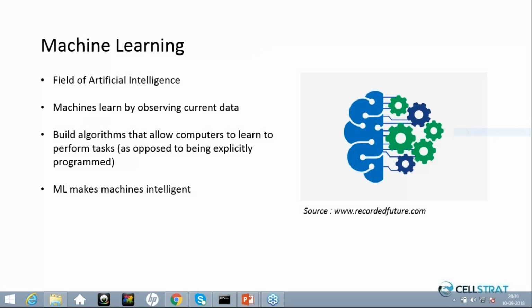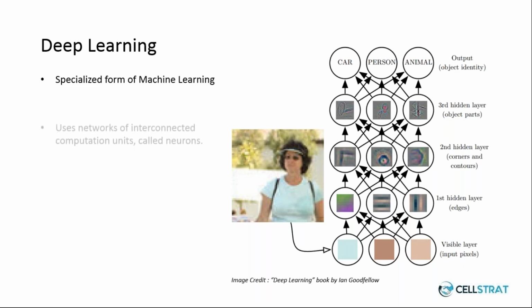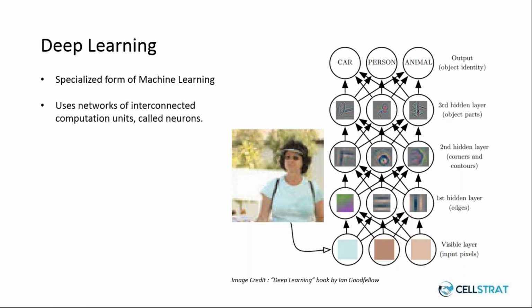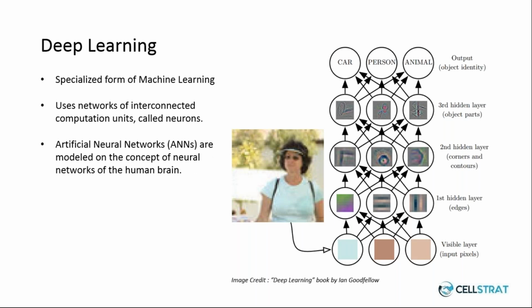So now let's look at deep learning. So what is deep learning? Deep learning is a more specialized form of machine learning, and it uses networks of interconnected computation units called neurons. Each of these circular units which you see is what we call a neuron, and these networks are modeled on the concept of the neural network of the human brain. The human brain has these kinds of neural structures which we call neural networks, and these units are called neurons, and there are billions of neurons in the human brain, interestingly.